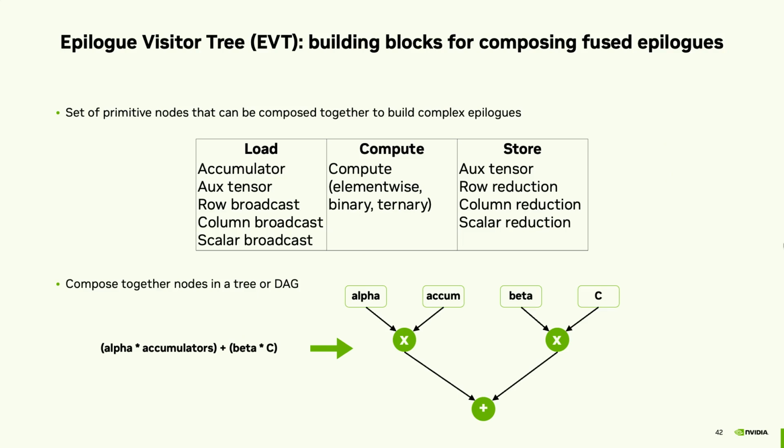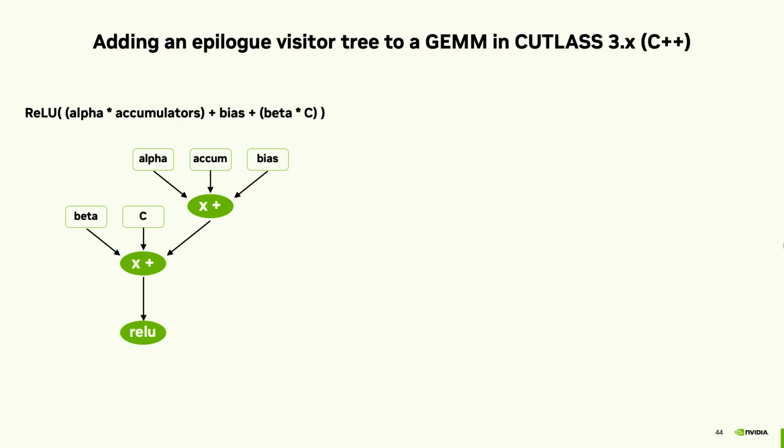EVT allows you to build up such fusion patterns via these primitive building blocks, and critically, handles all of the complications of lowering this logic down into CUTLASS's optimized epilogue loops for you so that you can focus on just building up the logic for your epilogue. To give you a better sense of how you can make use of the EVT abstractions, I want to walk through a slightly more complicated example.